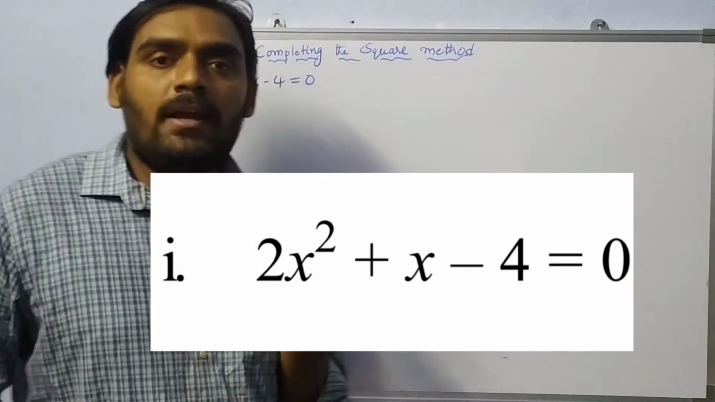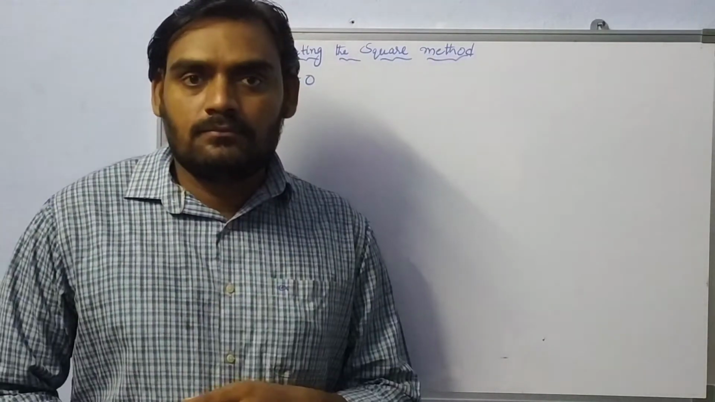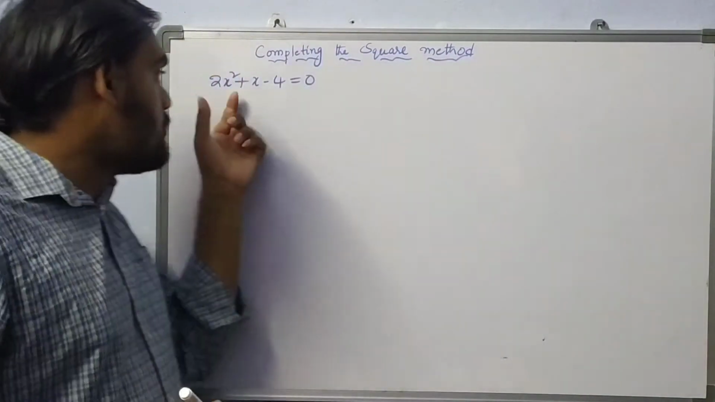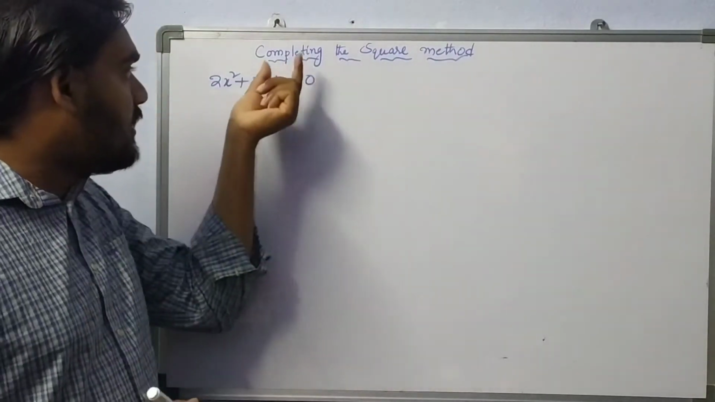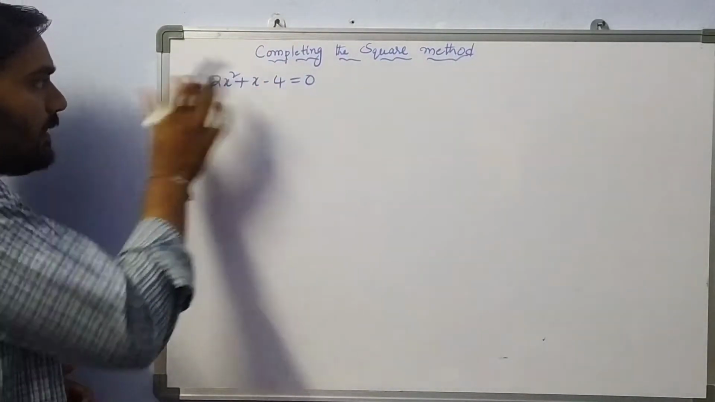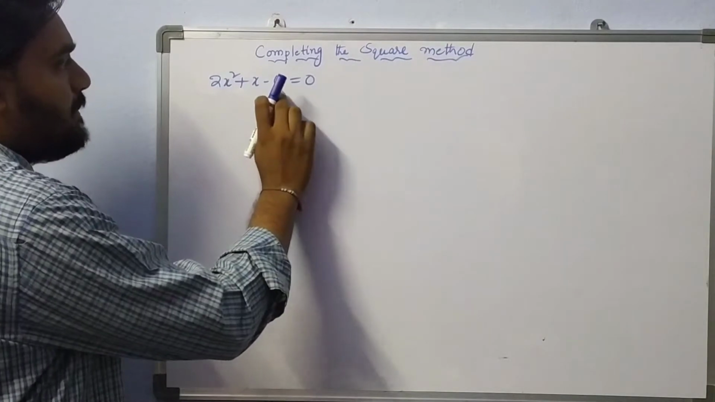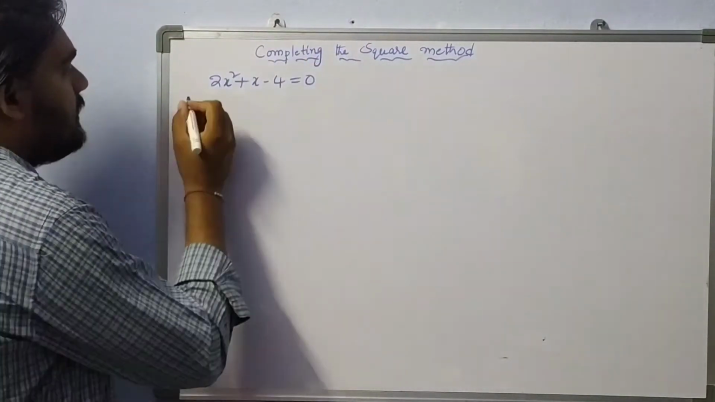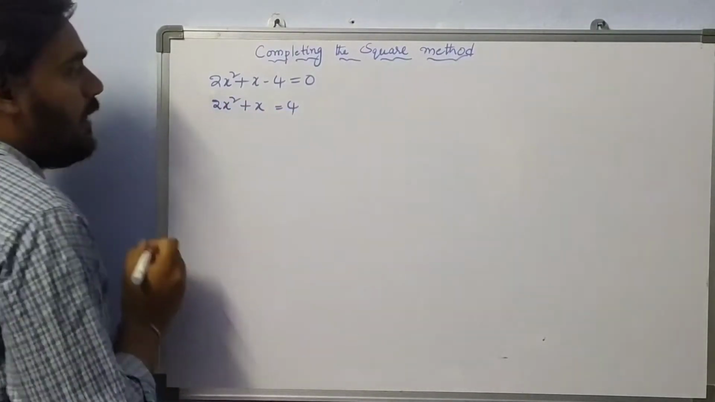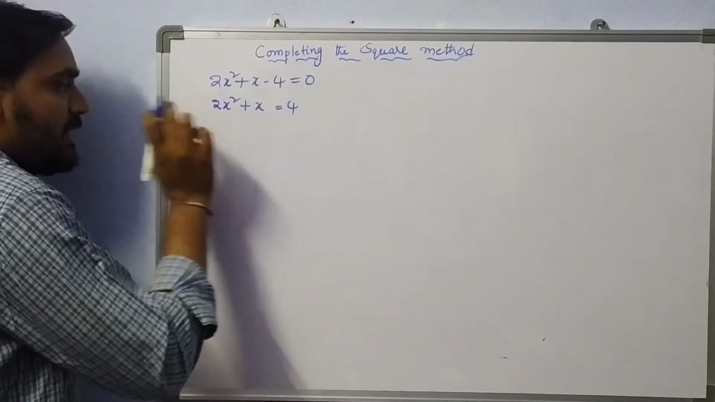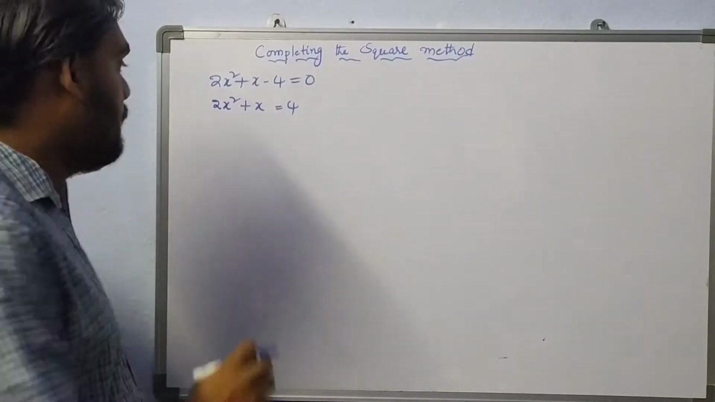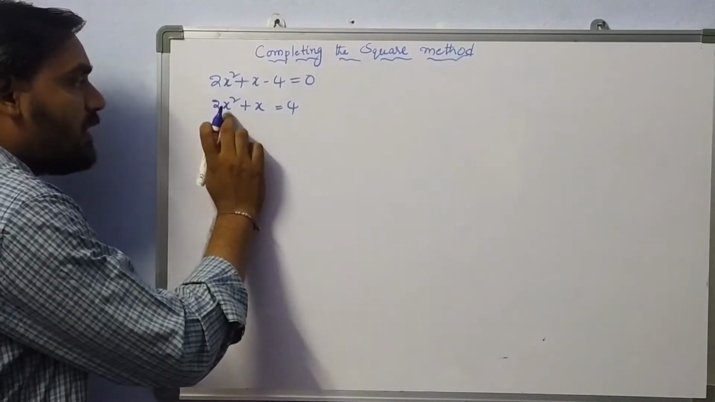In the previous one, we found roots of a quadratic equation by using the factorization method. Now we are going to find roots of a quadratic equation by the method of completing the square. At that time, first this constant part we need to send after is equal to. So this will be 2x square plus x is equal to 4. After that, whatever coefficient we are getting, the coefficient of x square, we need to divide both sides by that coefficient. See here, what is the coefficient of x square here?